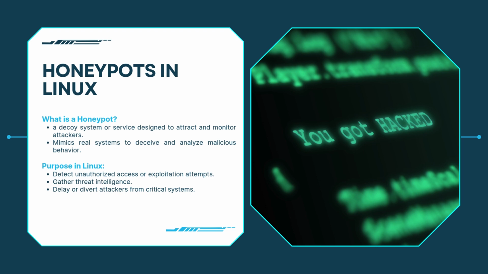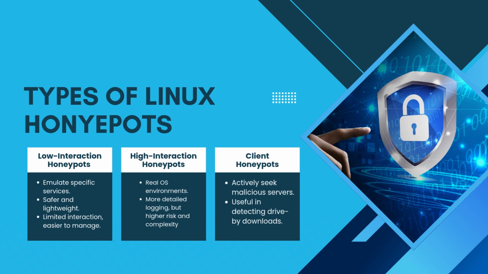If an attacker detects it's fake, they'll move on. And if it's too loosely configured, they might use it as a launch pad into the rest of your network, which defeats the purpose. There are three main types.